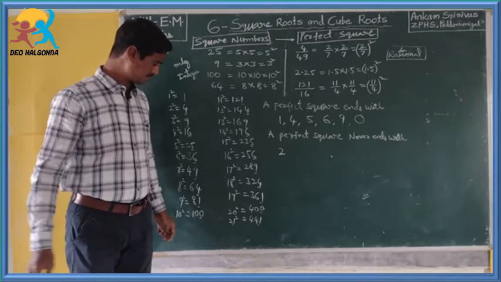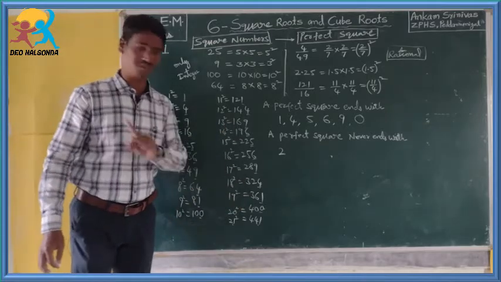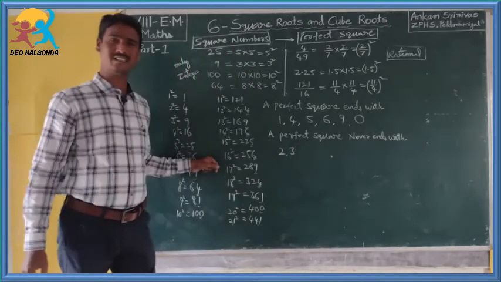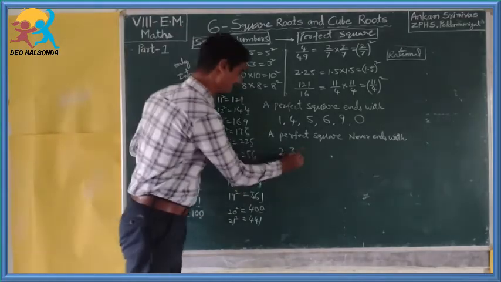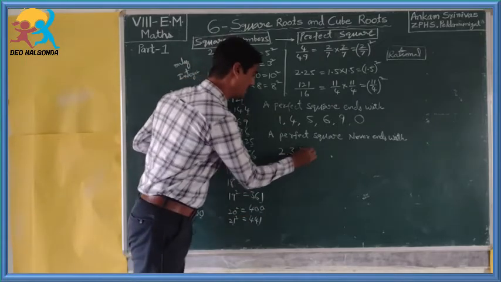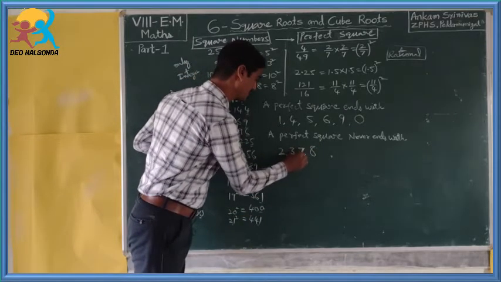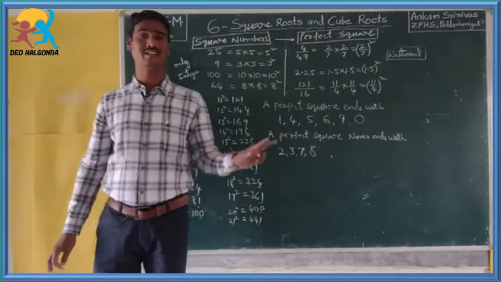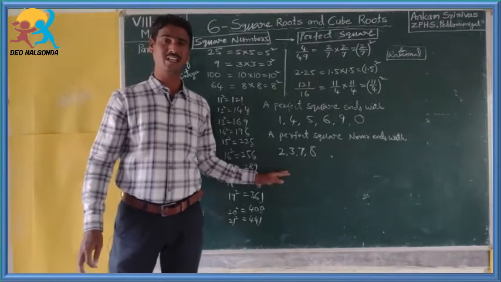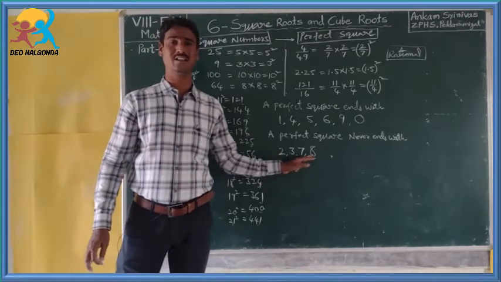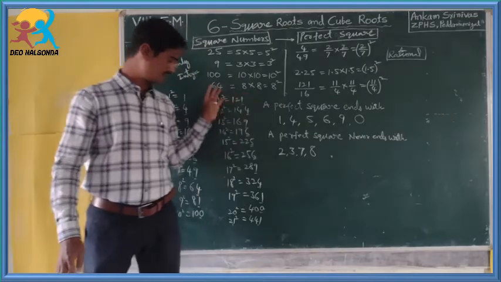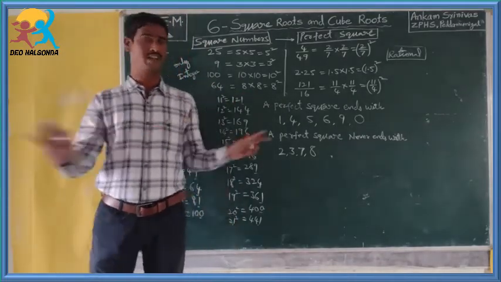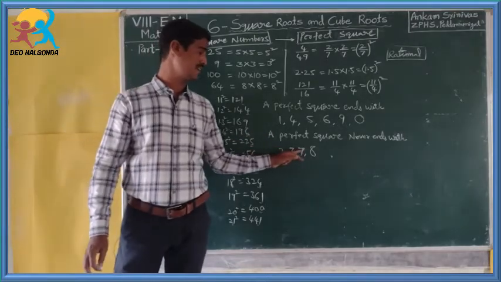2 won't come. Did you get 2 in the unit digit? No. Next, 3 you never get, and 7 never, and 8 also we never get. That means a perfect square never ends with 2, 3, 7 and 8. Clearly we can observe, if you write any perfect square, it never ends with 2, 3, 7, 8.